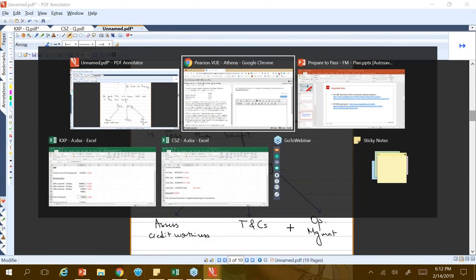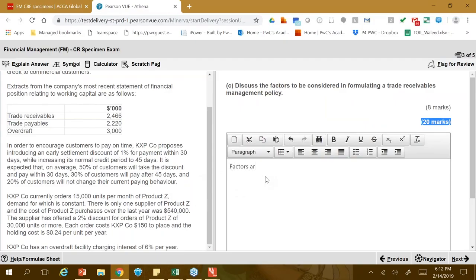So the factors can be split into 3 headings. The first one is to assess the creditworthiness.